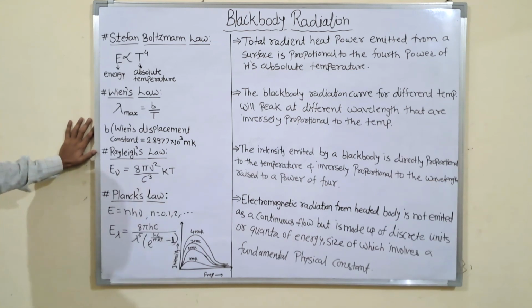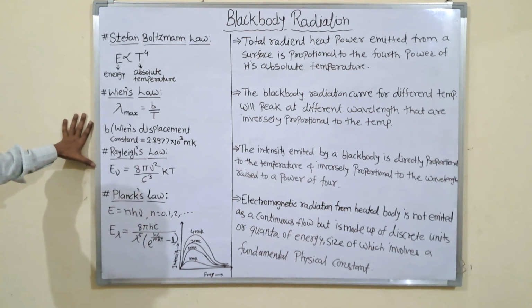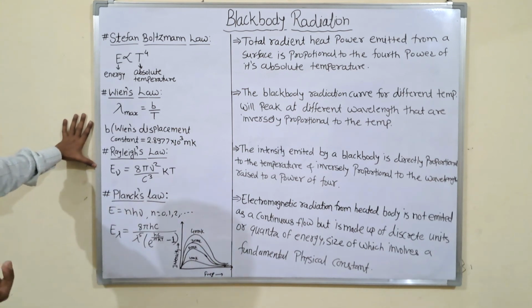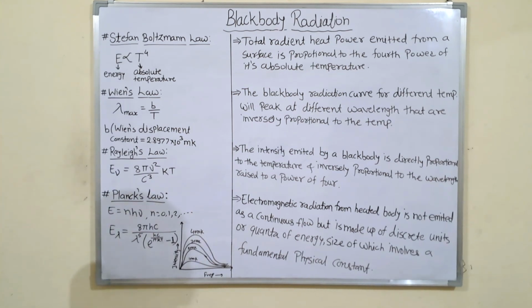And finally Planck's law, which gives E lambda is equal to 8 pi hc divided by lambda to the power 5 into 1 over e to the power hc by lambda kT minus 1, and the statement is that the electromagnetic radiation from a heated body is not emitted as a continuous flow, but is made up of discrete units or quanta of energy, the size of which involves a fundamental physical constant.